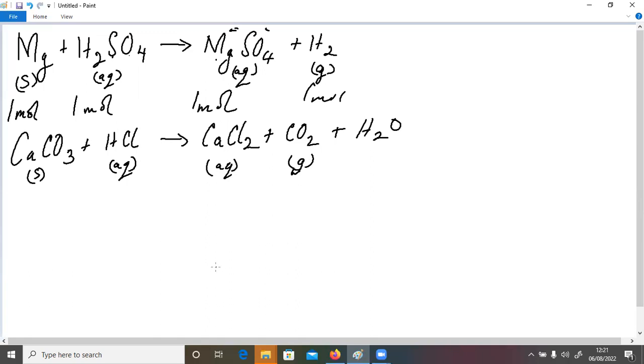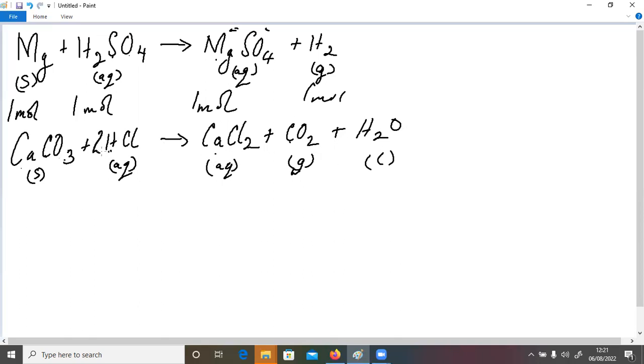Whatever comes off will be a gas, and the water will of course be in a liquid state. Okay, so let's try to balance this one. One calcium on the left hand side, one calcium on the right. One carbon on the left, one carbon on the right. Oxygen, 3 oxygens on the left, 3 oxygens on the right, 2 plus 1. Hydrogen, 1 hydrogen on the left hand side, 2 on the right.